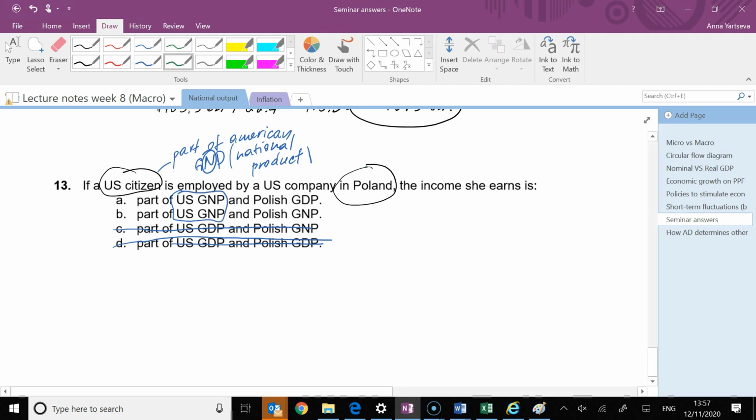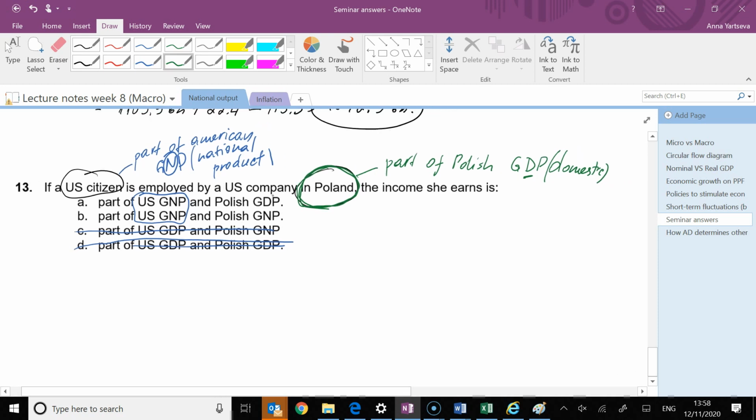Next, let's have a look at Poland. Because they work in Poland, whatever they produce will become part of Polish GDP, gross domestic product, produced domestically within Polish borders. Polish GDP appears in answer A, which means that we can eliminate B, and we are left with A as the only correct answer, just by elimination.